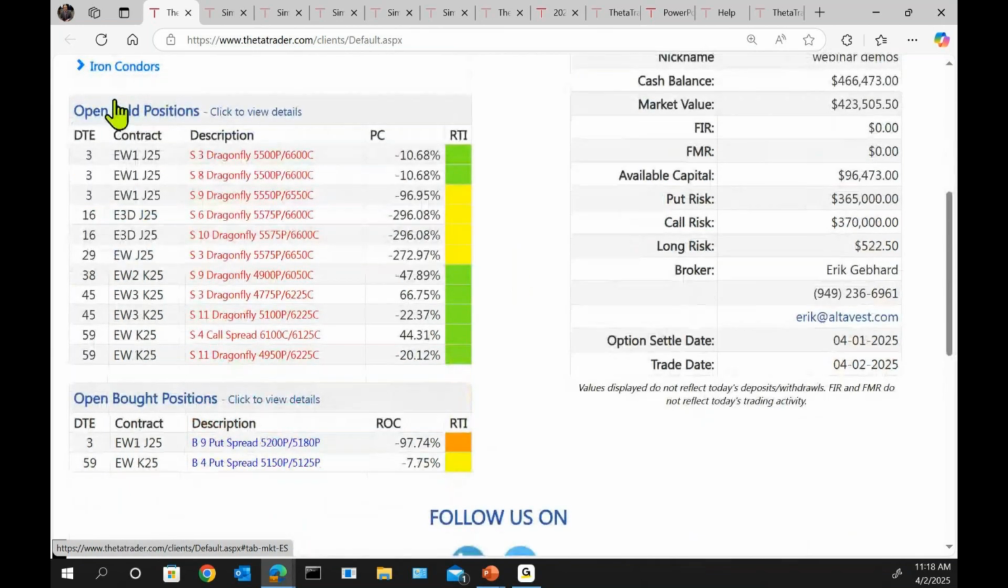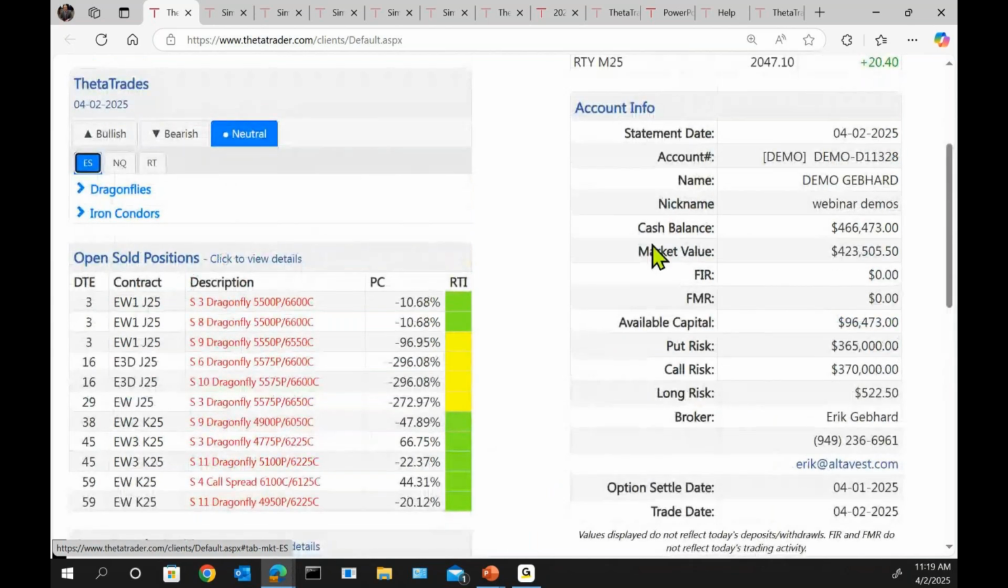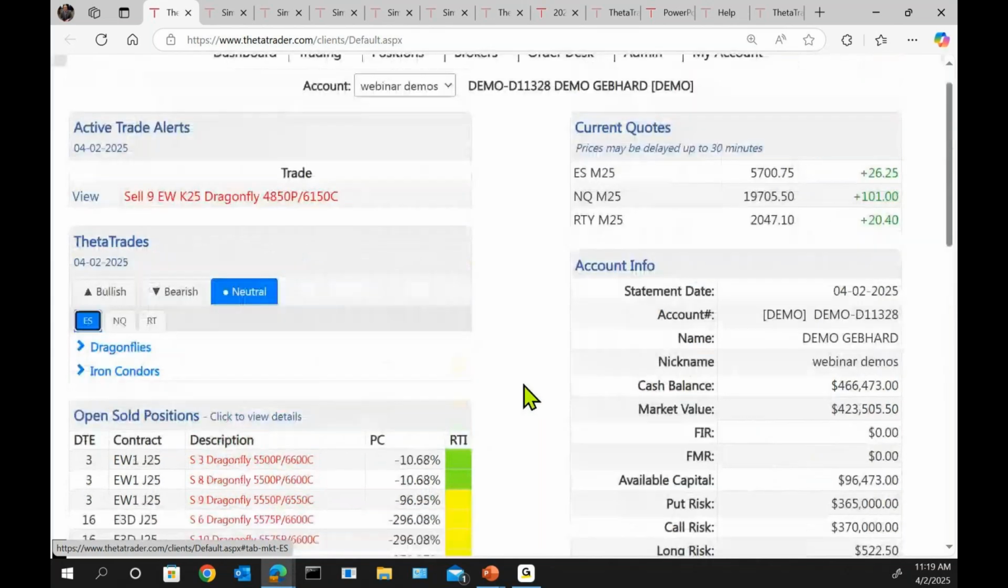And then you have your short option positions here. And these are just positions I use and place during webinars. And you'll see the different color coding, and I'll show you that detail in just a second. But you have trades anywhere from 3 to 59 days till expiration here sitting on your dashboard on your open position. Any open bought positions here as well. Those are debit spreads, and these are credit spreads up here. Then here's your trading account information that's integrated directly with your AltaVest trading account. And then current quotes up here.